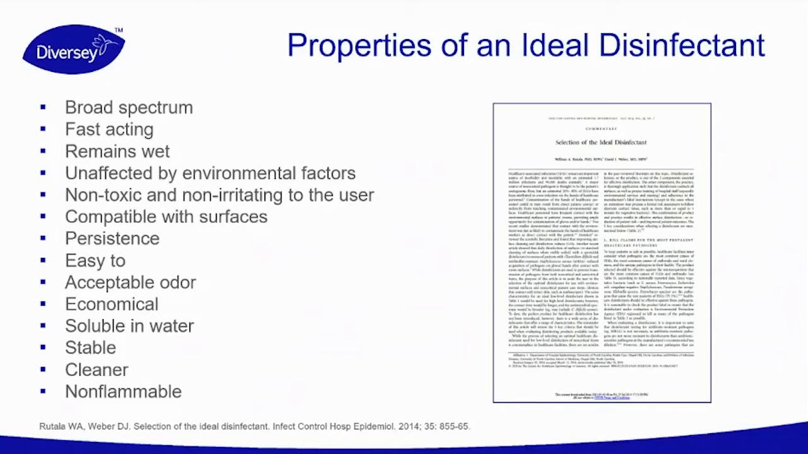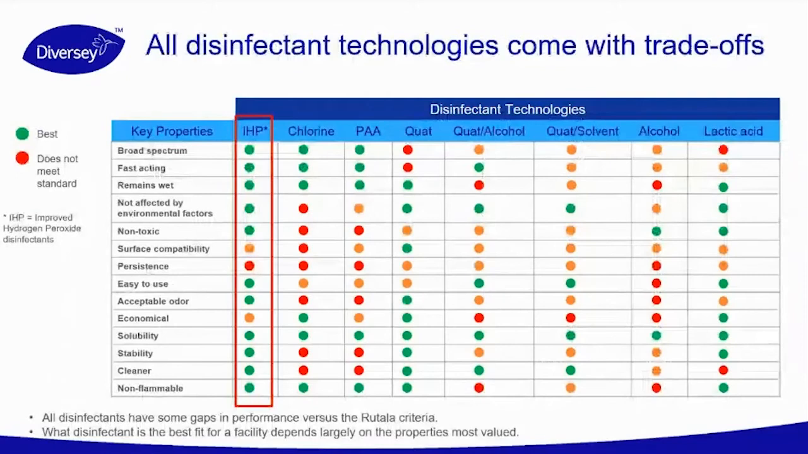But then we need to understand that all disinfectant technology comes with trade-offs. The ideal, the perfect disinfectant does not exist. So it's all a matter of trade-off and a comparison between the different properties. In this table, you have three different colors: green for best, orange for average, and red for does not meet the standard.